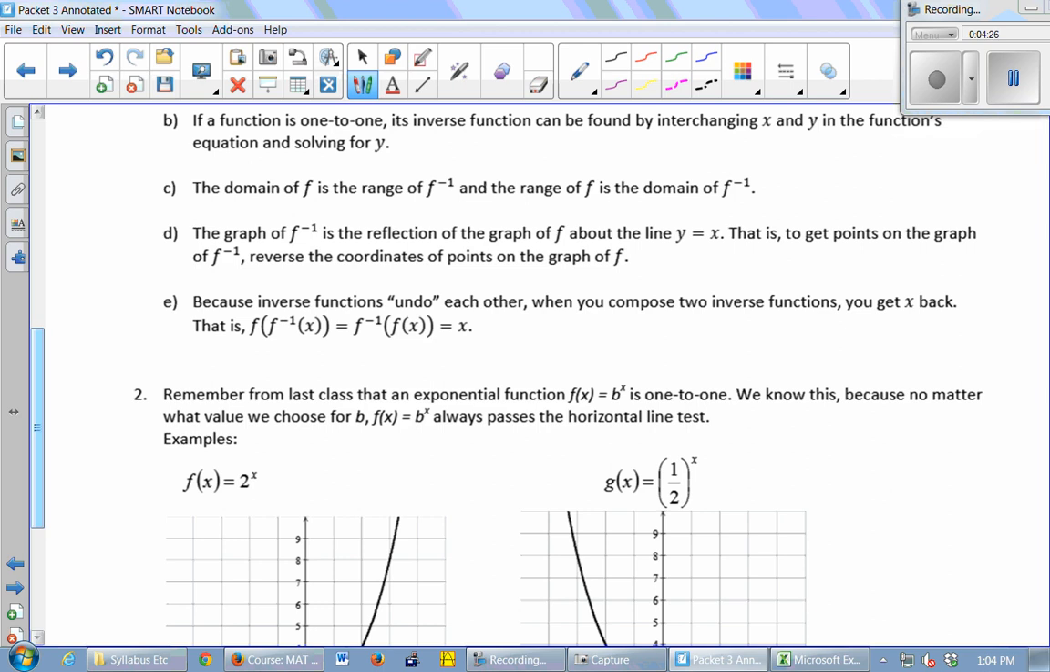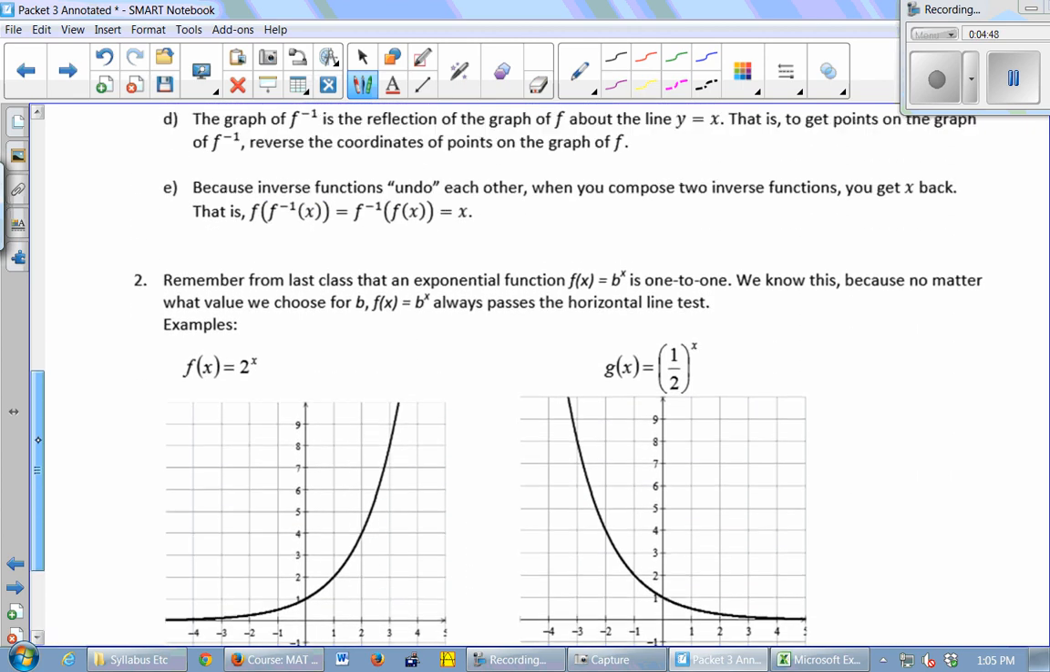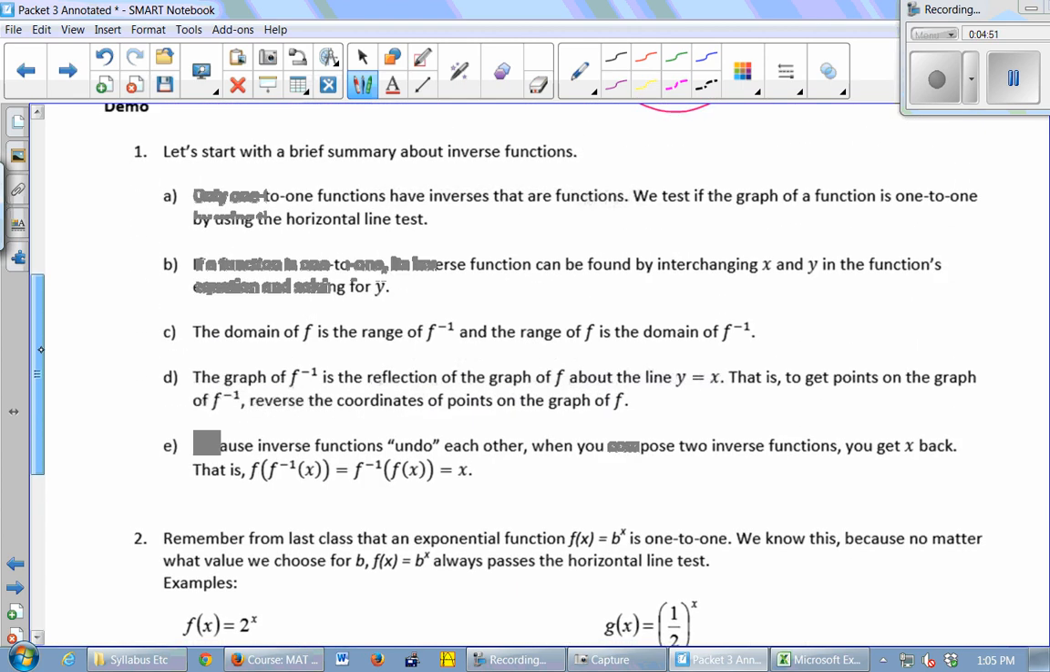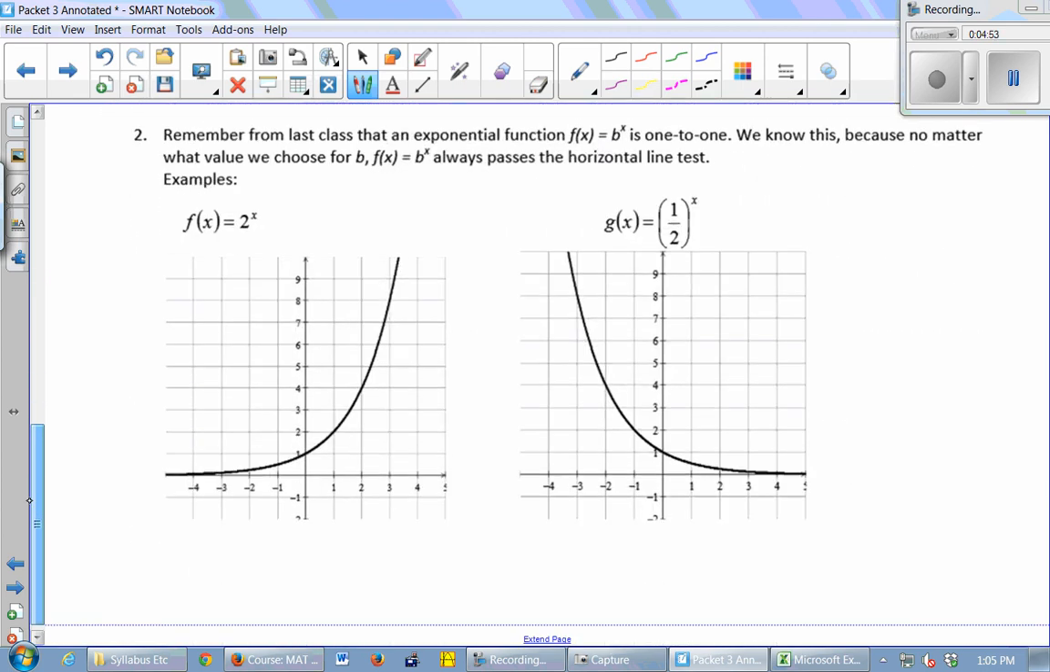And because inverse functions undo each other, when you compose 2 inverse functions, you always get the x back, right? This is like a round trip. You put x into f, apply the function f to the number x, and you get something, and then you apply f inverse to it, and you get the x back. All right, so that's my very brief summary of inverse functions.